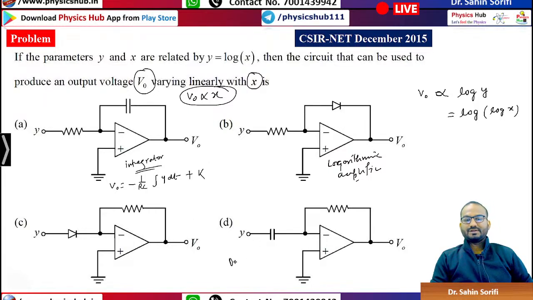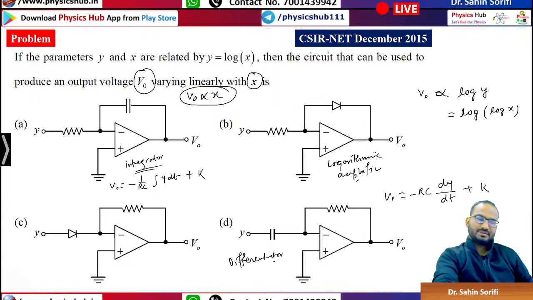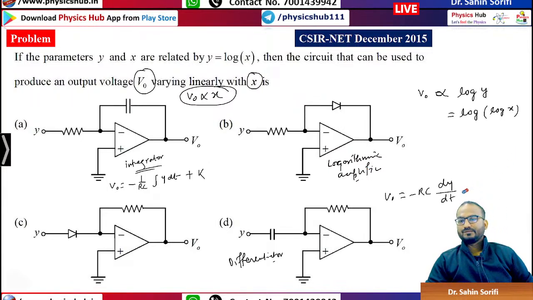Yeah, this is the differentiator. This will differentiate. Differentiator means what will be its output? Its output will be minus RC dy by dt plus some constant, let's say k. If you just remove this constant, this is not working again. But let's look at option C. Option C will be the correct option.